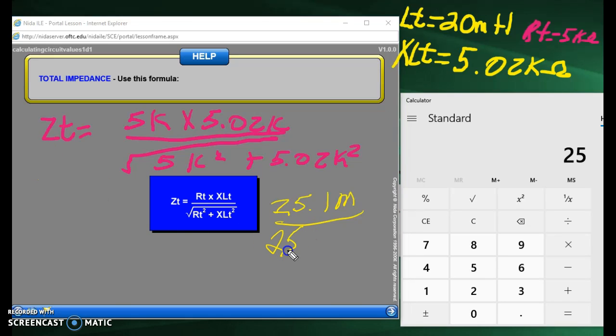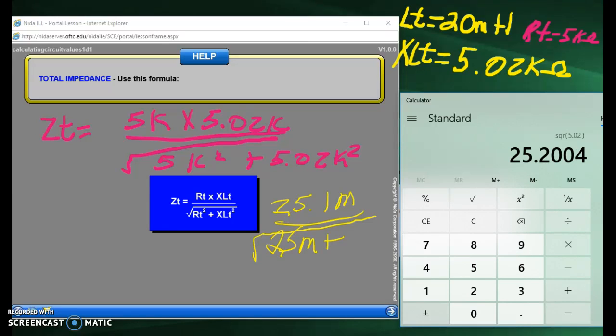So there's 25 meg. This is all under a square root sign. Plus, we've got to square 5.02. So let's do that. 5.02, we'll square it, 25.2 meg. So we've already got 25.2 in our calculator. I'm going to add the 25 plus 25 equals. So this becomes 50.2. And then we got to take the square root.